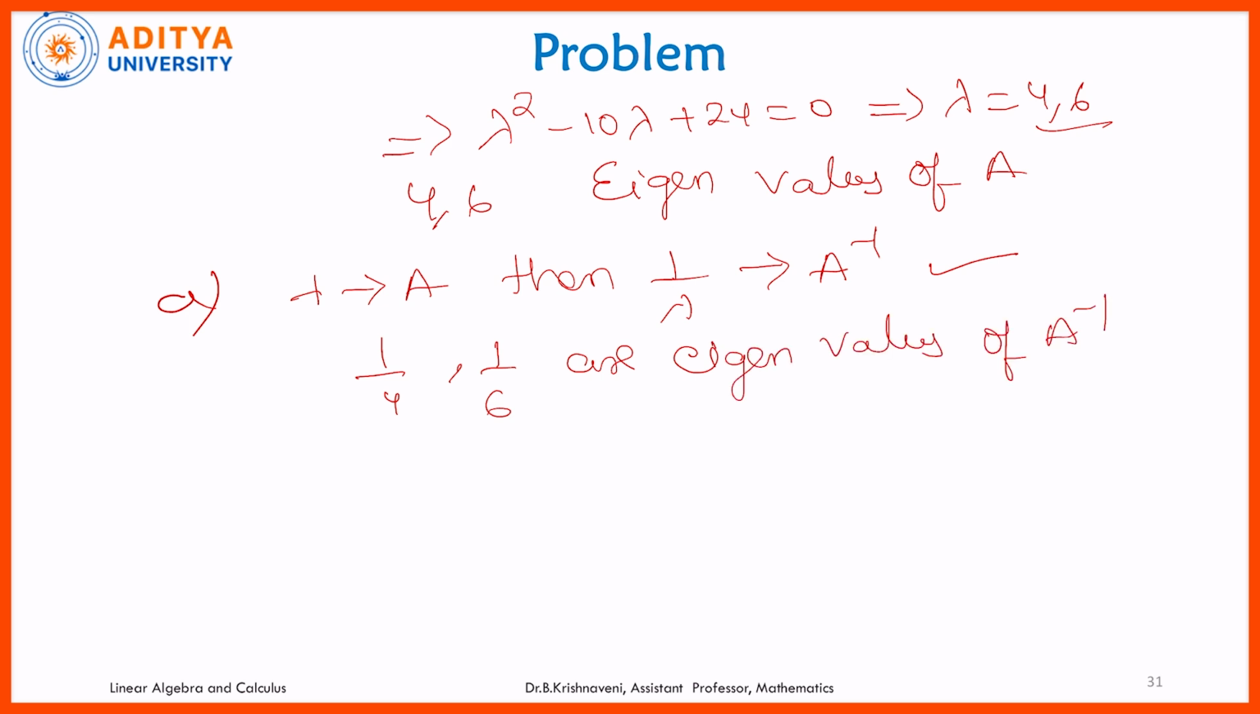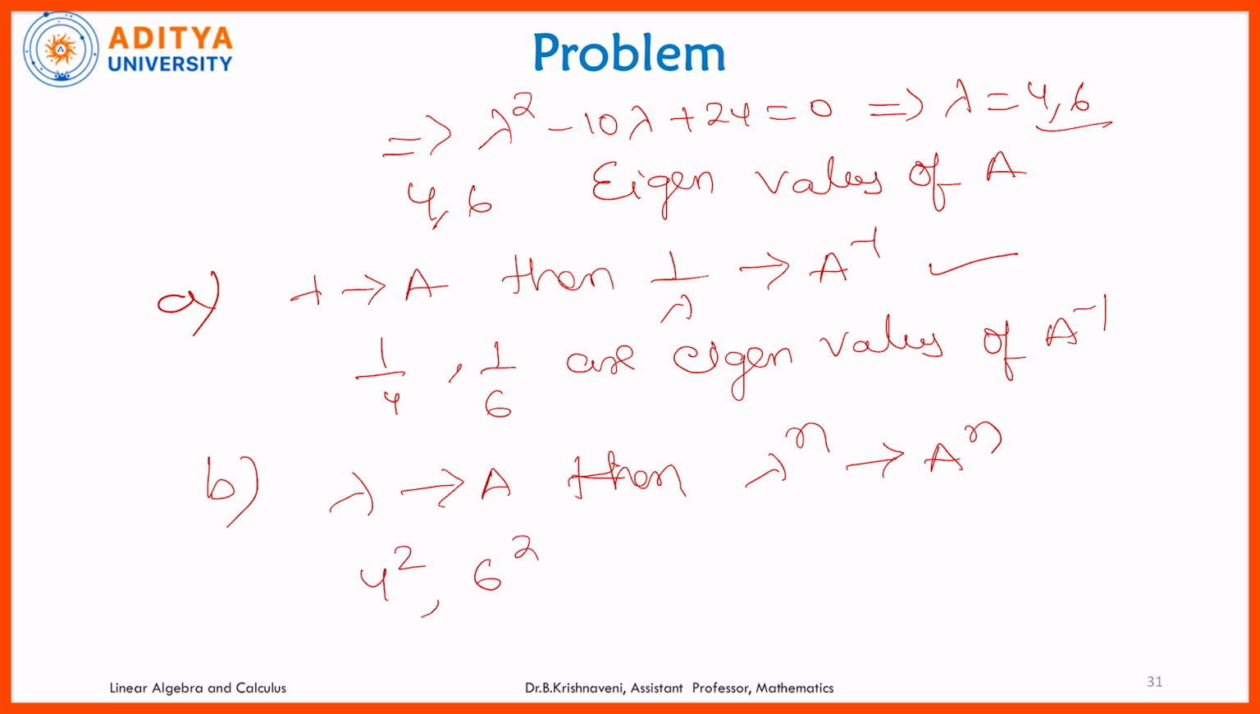Coming to the second question, A square. We already know the property: if lambda is an eigenvalue of A, then lambda power n is an eigenvalue of A power n. Now by using this property, 4 square, 6 square are the eigenvalues of A square. So see how easy it is to find the eigenvalues if you know the eigenvalues of A by using the properties.